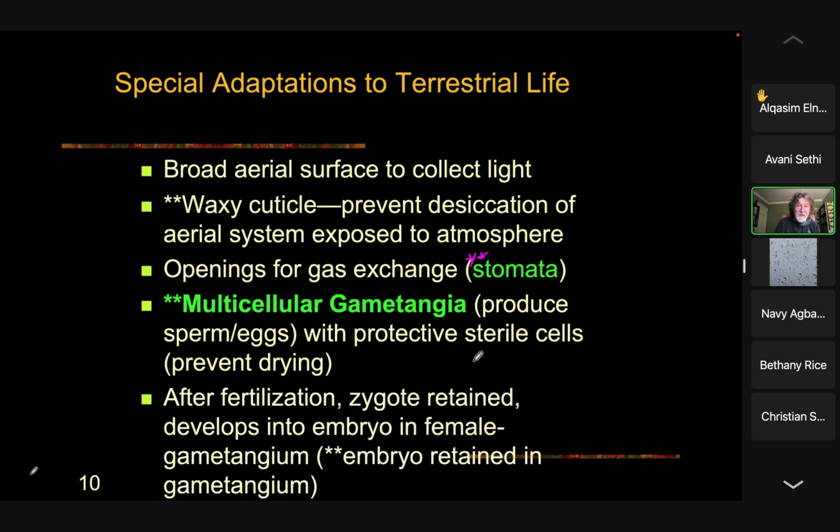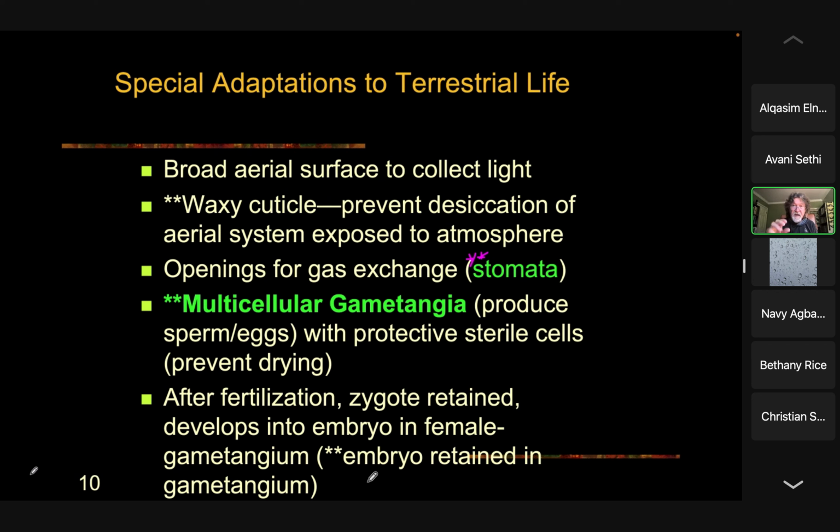Exactly. And furthermore, after fertilization, the zygote, instead of being released or undergoing meiosis, is retained in the parent plant and starts dividing by mitosis and grows into a multicellular embryo. That's the apomorphy: we produce embryos. This is one of the reasons plants are called embryophytes, or embryophyta. They produce a multicellular young plant that is retained in the gametangium.